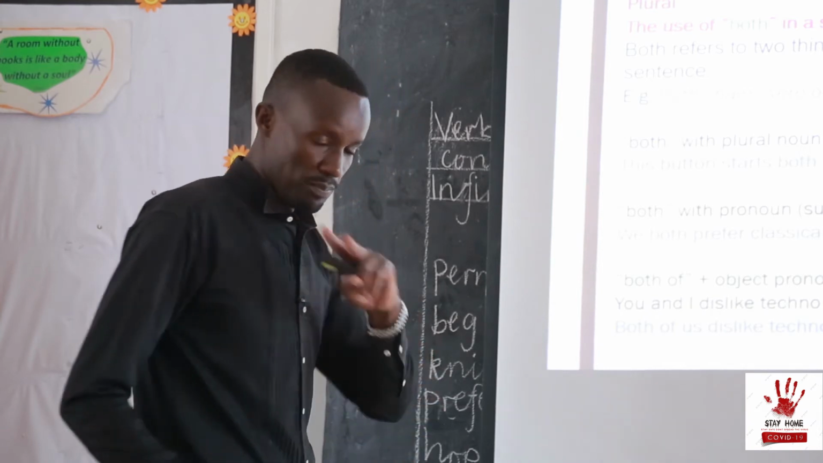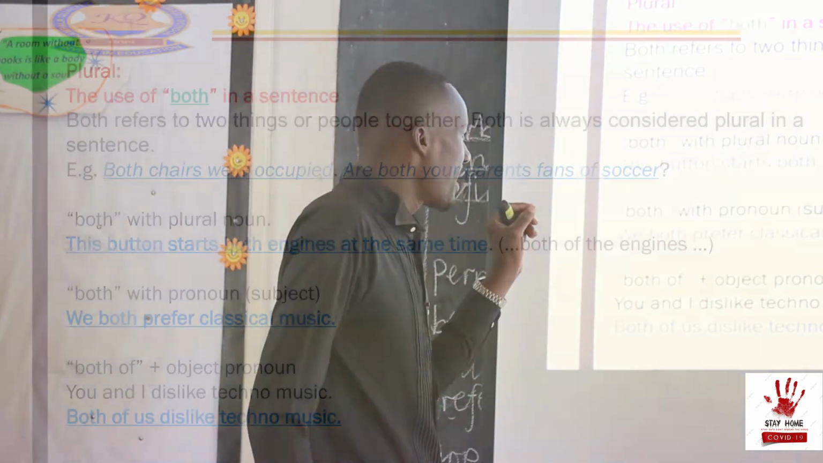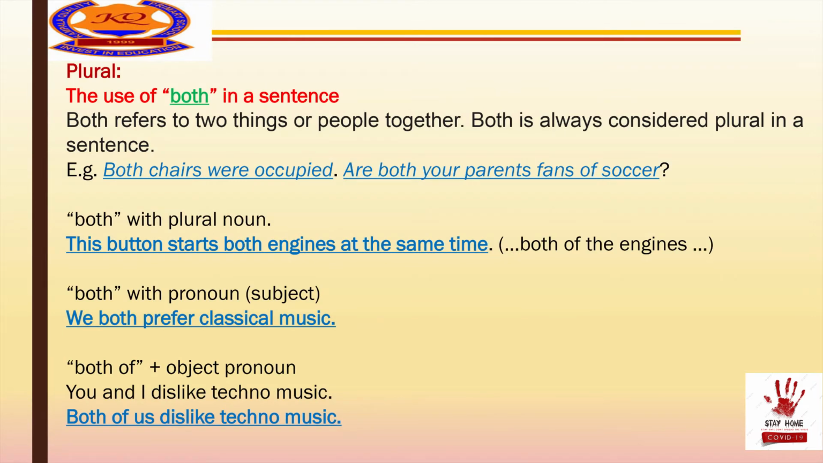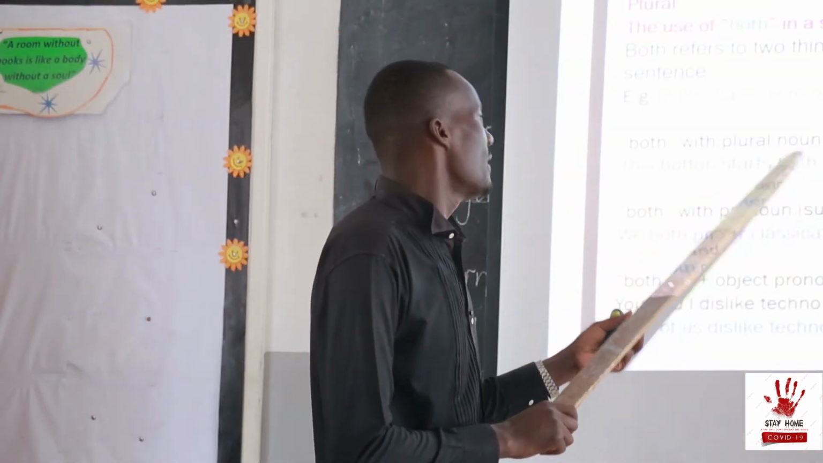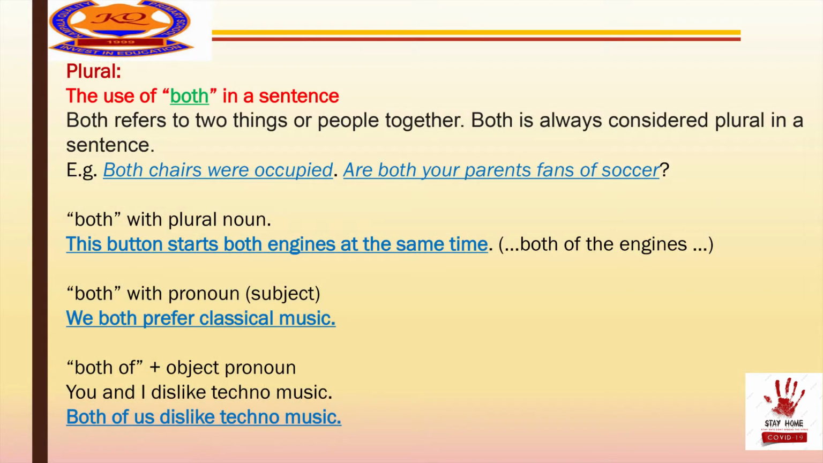Okay? Plural nouns. The button starts both engines at the same time. Remember, we are talking about two. So, this sentence is correct. You may wish to say, this button starts both of the engines at the same time. That sentence is correct.